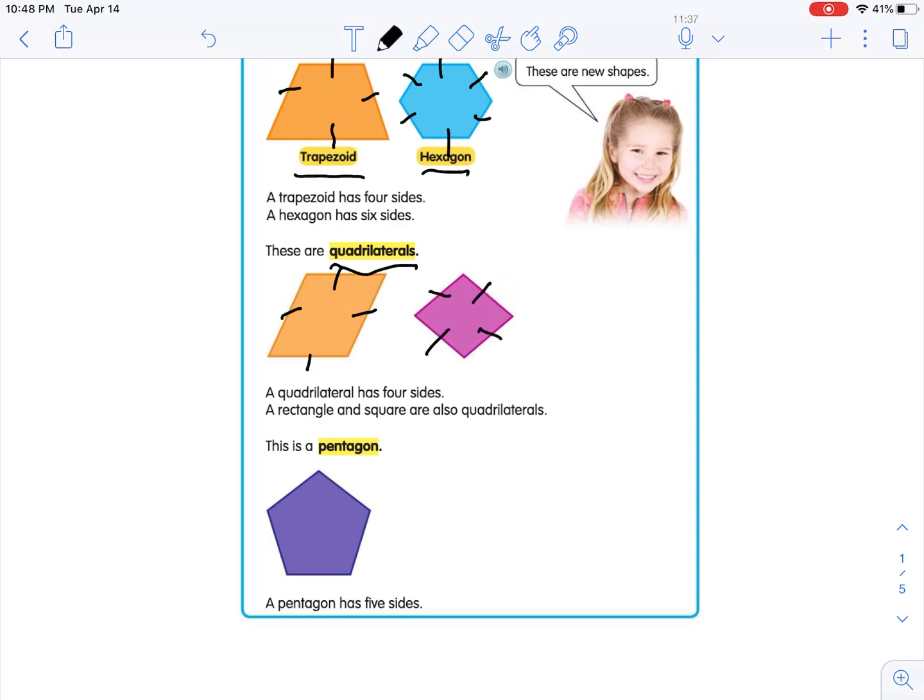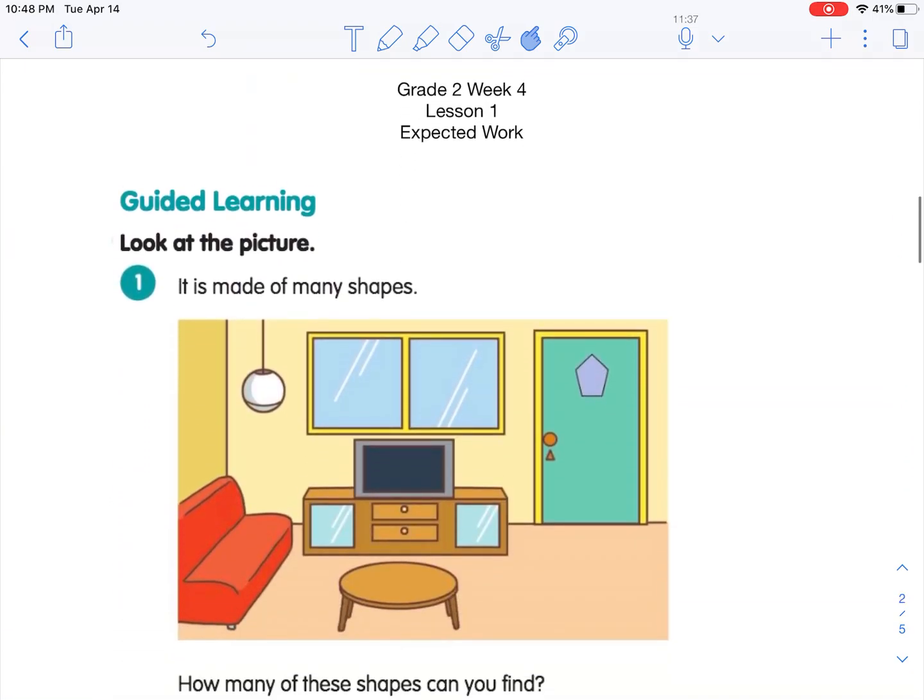All right, and then lastly, another new shape is a pentagon. Pentagon. There you go. All right. A pentagon is a plane shape that has 5 sides. 1, 2, 3, 4, 5. All right, that is introducing us to familiar shapes and maybe some new shapes for some people.